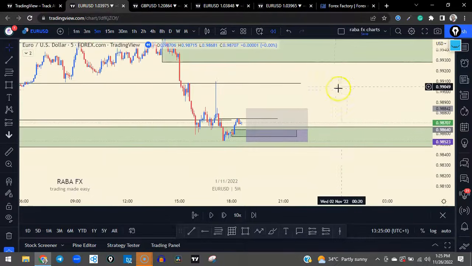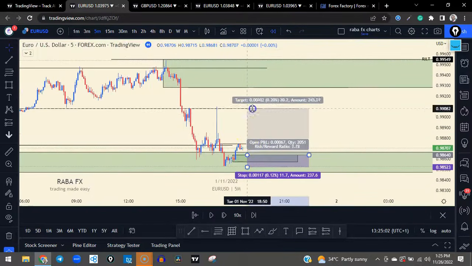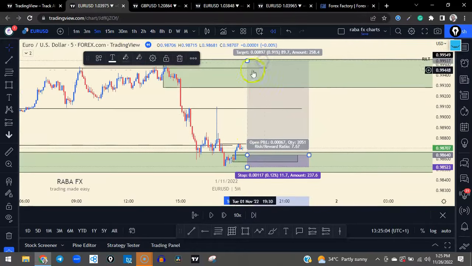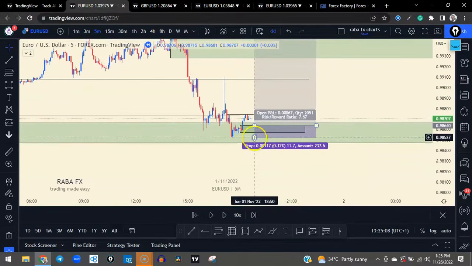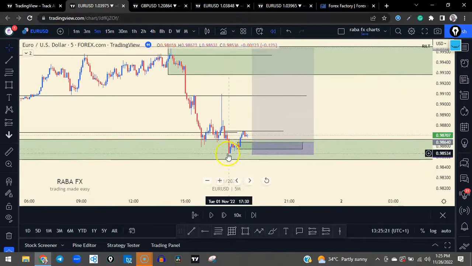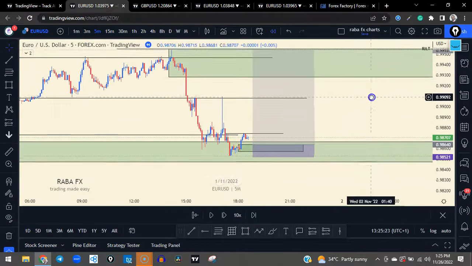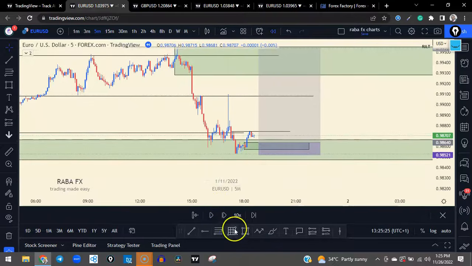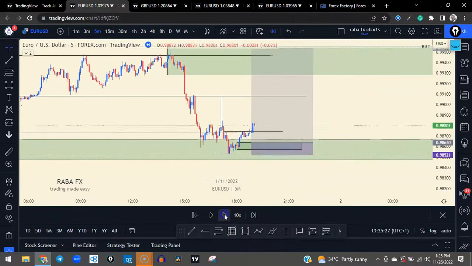So where will be your target? Your target will be up here, that RILT. This is for a 1 to 7 R trade. If you are taking it at this point, this is 1 to 10. It all depends on your risk appetite. I don't like too much risk, so I put it at the point of invalidation, because if price goes below this, then my setup is wrong. So we wait and see.